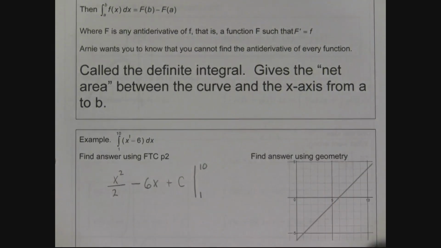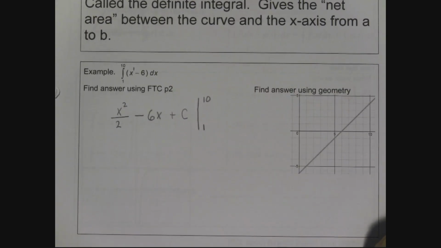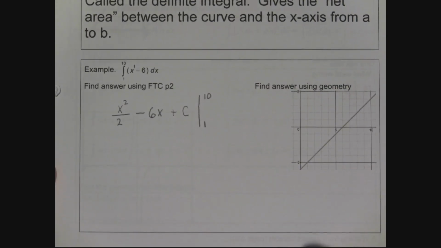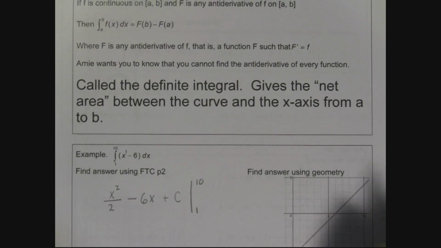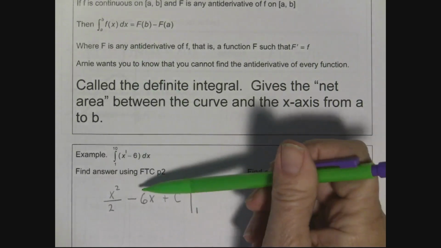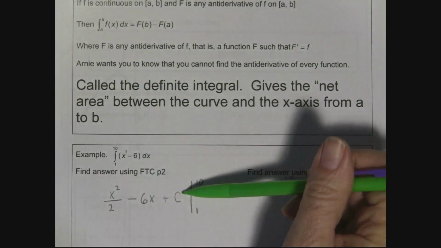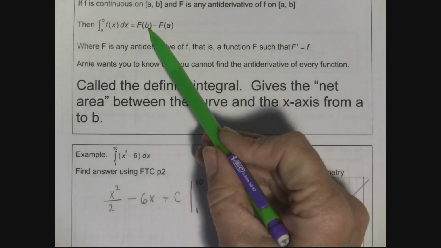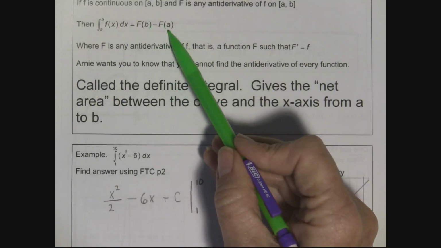I'm going to substitute in the upper bound minus the lower bound. That's what the fundamental theorem of calculus says. Find the antiderivative, they called it F. So here's my antiderivative, right there it is. And then evaluate it at the upper bound minus the lower bound.